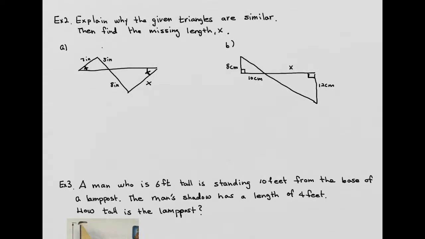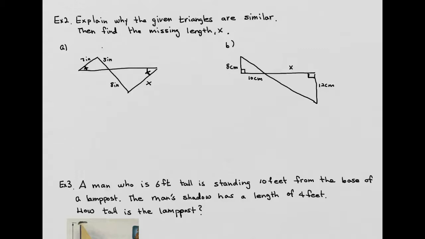Example 2, explain why the given triangles are similar. Then find the missing length x. So what makes a similar triangle? Similar triangles are when their sizes are different, but their 3 angles are the same size. So if we can prove 2 triangles have the same 3 angles, then we know that's a similar triangle.